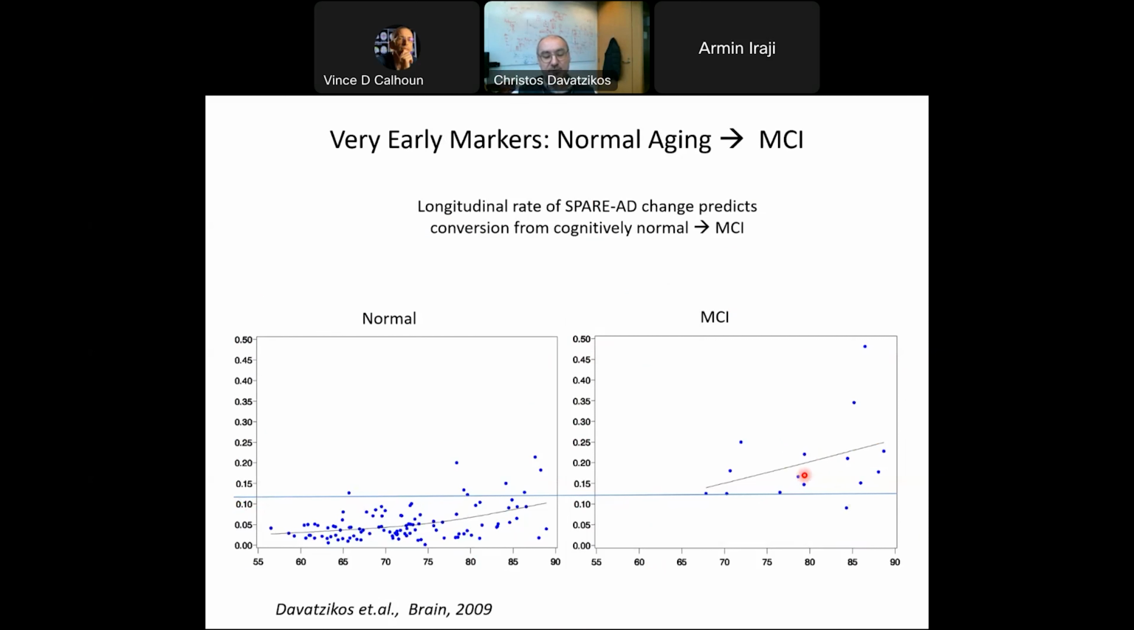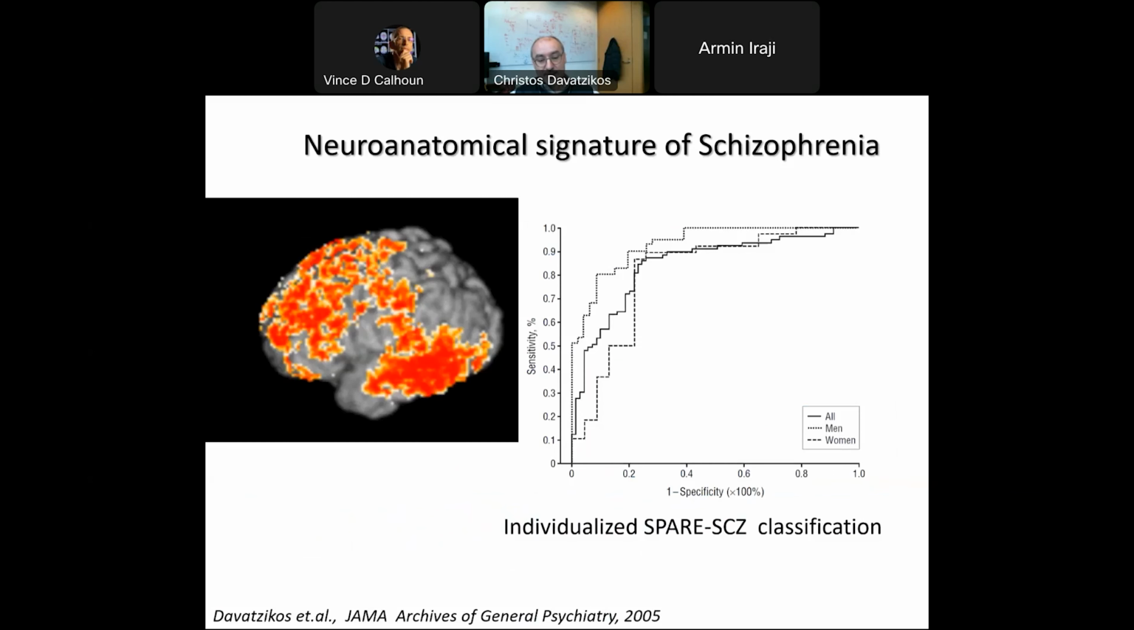This is results from the Baltimore Longitudinal Study of Aging back then in 2009, in which the y-axis shows the rate of change of this pattern. In other words, as the machine learning model is applied to longitudinal data, it sees an increasing expression of this pattern of atrophy in people who eventually progress to dementia versus people who remain stable.